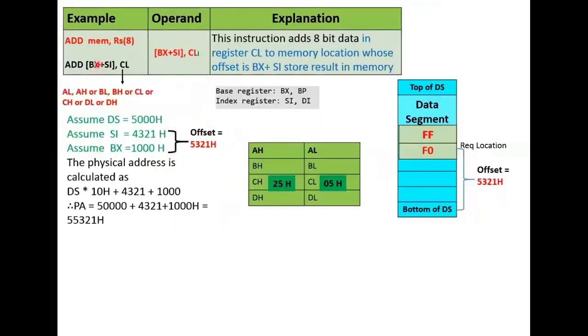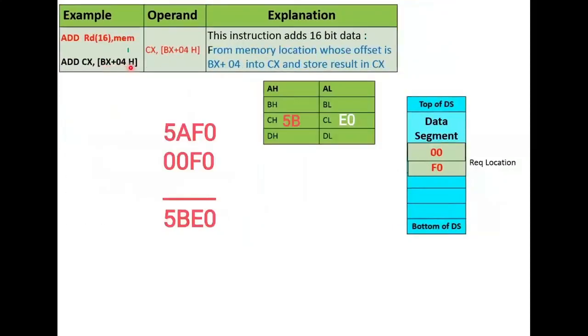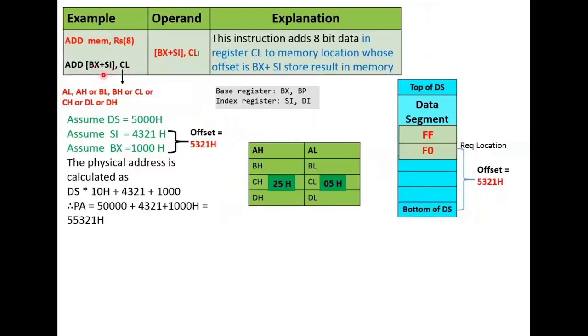Next one, see here, as I said, now memory is here, reverse. Previously memory was here, now memory is here, this side, right? And by seeing this CL, I can understand I am going to perform 8-bit addition operation, okay. So now we are going to assume, here BX SI given. I told you whenever SI comes or BX comes, that time we should take data segment only. You should assume the data segment. If DI comes, that time you should take extra segment. If SP BP comes, that time you should take stack segment.